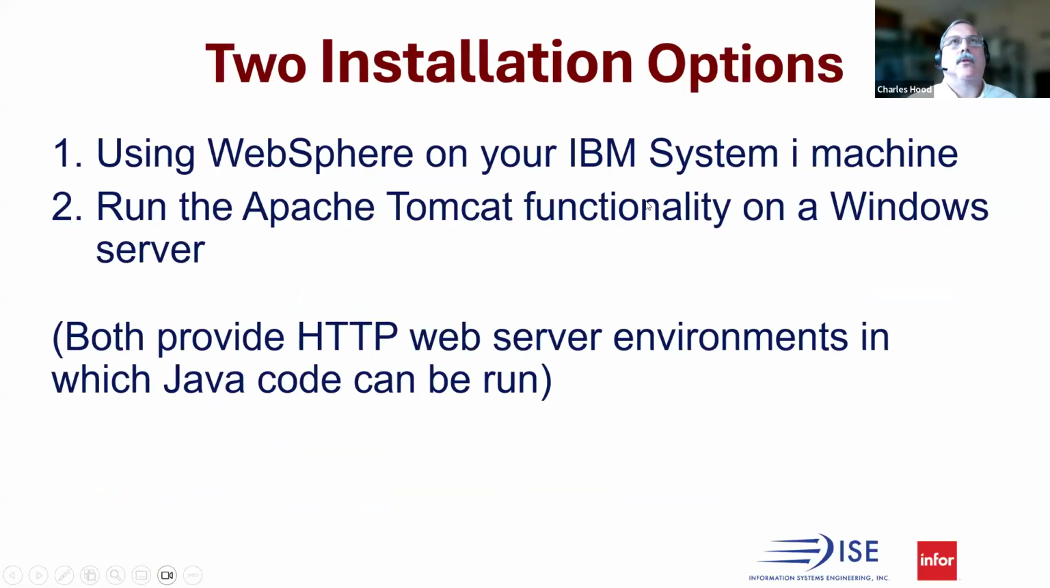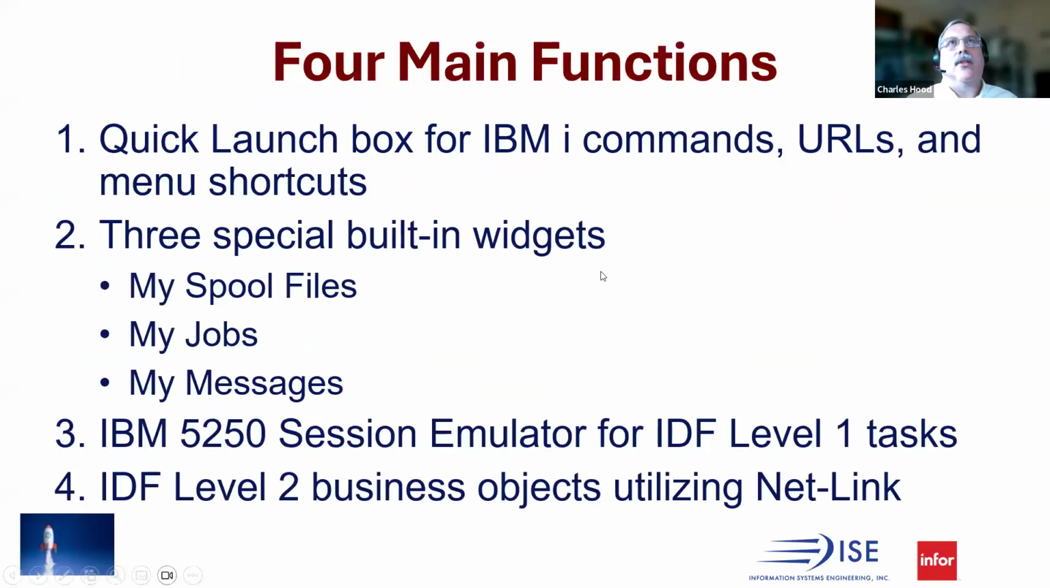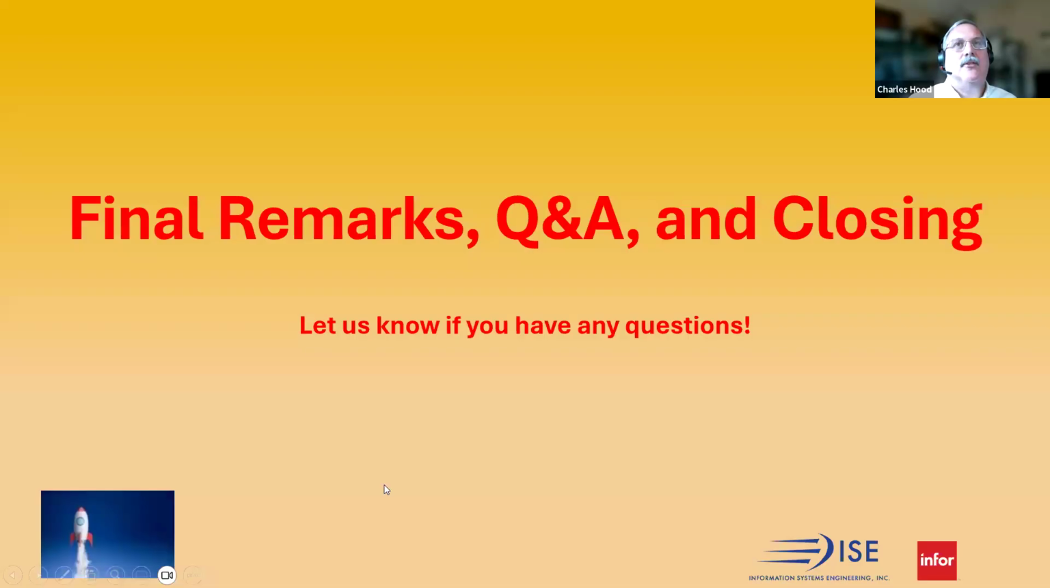196.3350. Okay, there's two ways to install it. Right on the IBM I itself, we've had great success with that, or you can have the Apache Tomcat on a Windows server. There are special built-in widgets for spool files, jobs, and messages. There's also the quick launch box. I showed you a lot of that last week. There's a 5250 emulator. We definitely saw that. And then today you saw me using Netlink Business Objects.